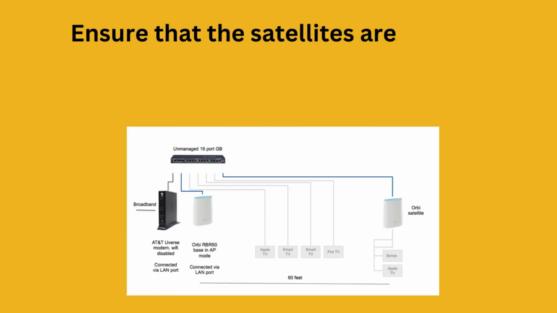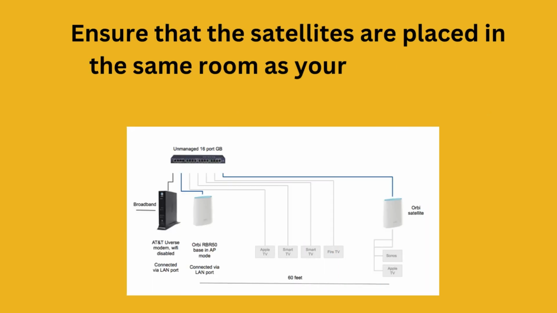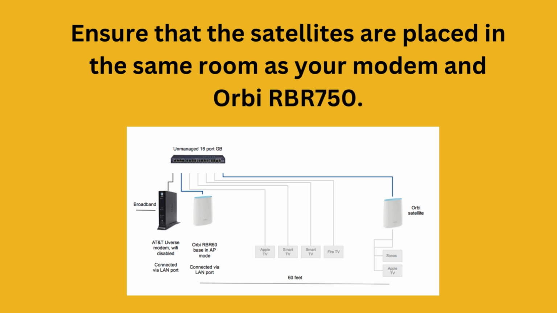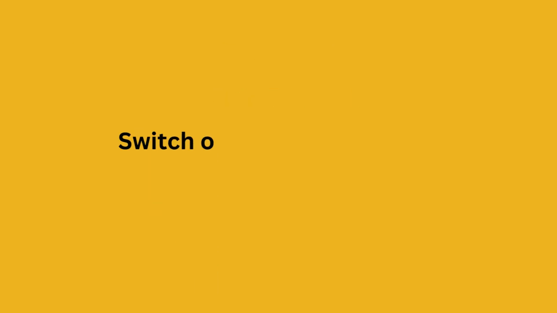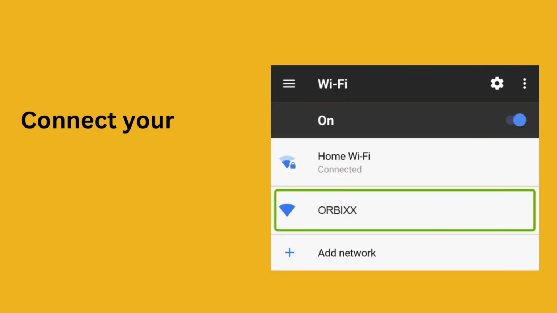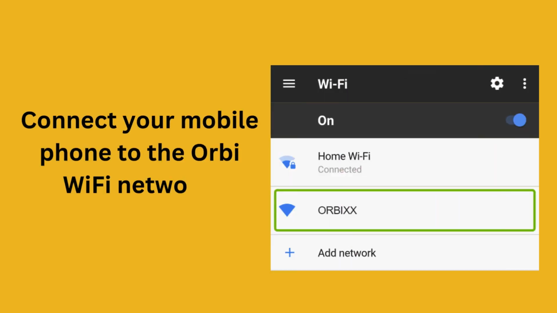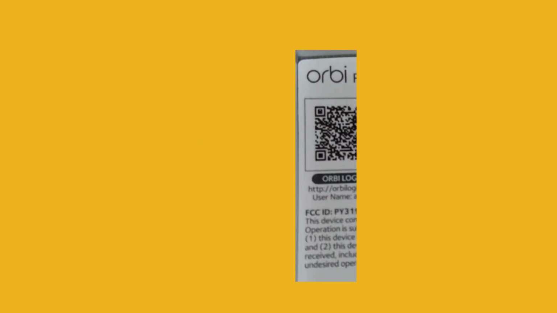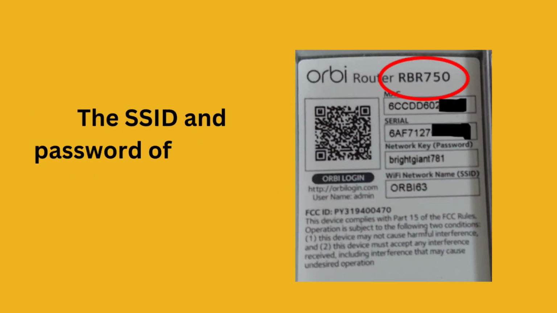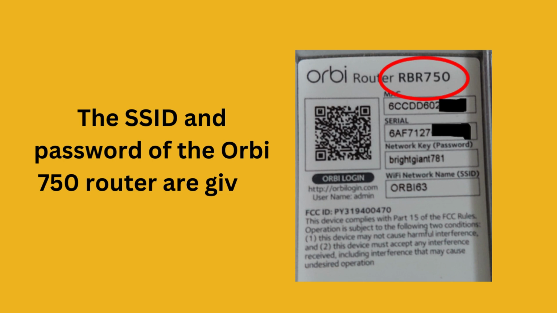Ensure that the satellites are placed in the same room as your modem and Orbi RBR750. Switch on your devices now. Connect your mobile phone to the Orbi Wi-Fi network. The SSID and password of the Orbi 750 router are given on its label.